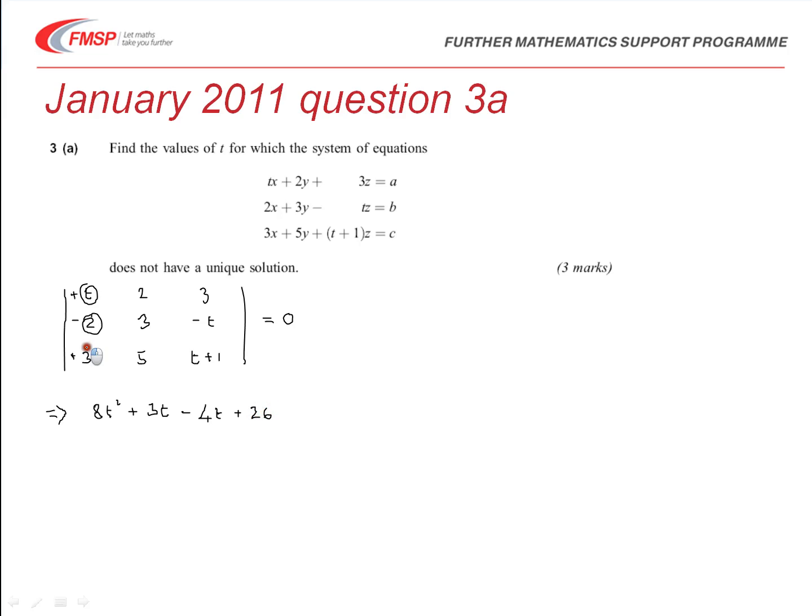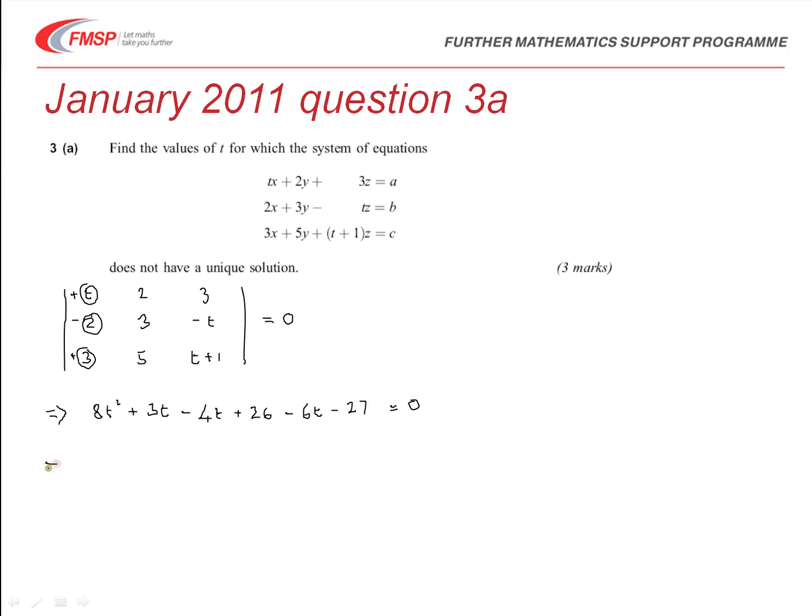And then we've got 3 times the determinant of 2 times the minus 2 and 3 times the 3. So that is going to give us minus 6t. And then it's minus 9 times that 3, so that's minus 27. And this has to equal 0.